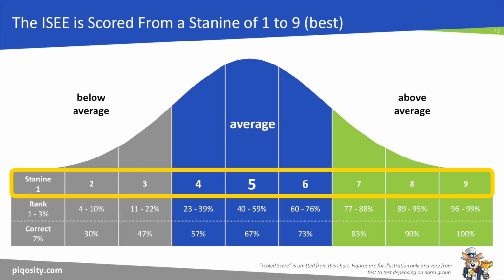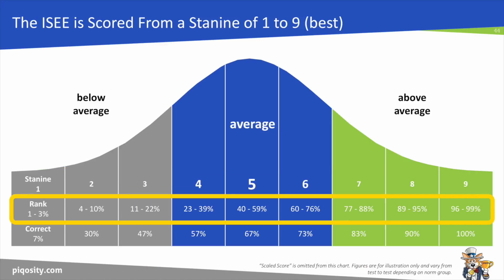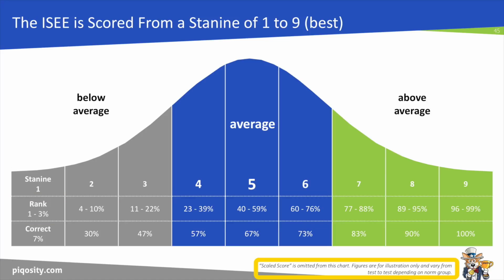The Stanine is what you will hear parents and schools talk about the most. The percentile rank says the same thing as the Stanine, but it's more specific on where the student falls within the Stanine group. The scaled score is more of an ERB internal measure by which to ensure that each iteration of the ISEE is of comparable difficulty.